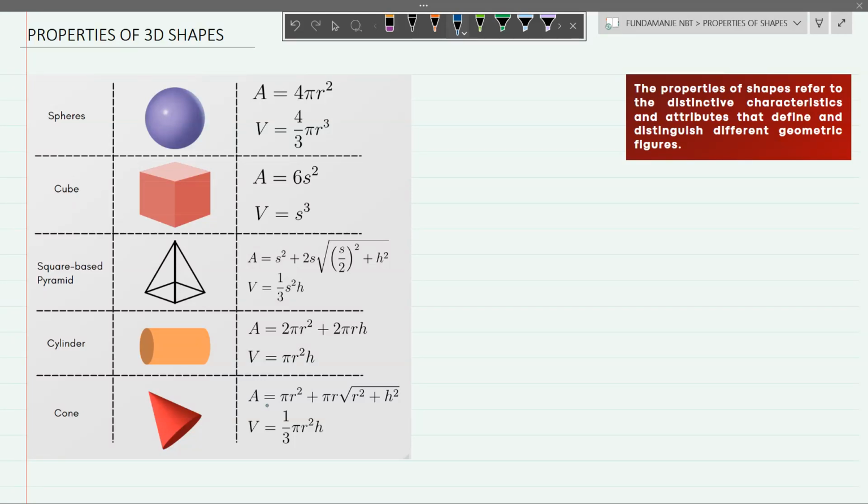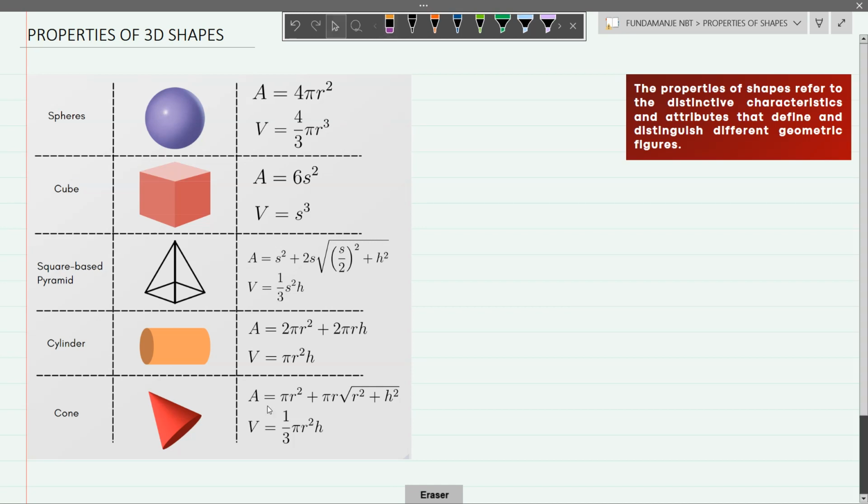Hi, in this video we want to take a look at the properties of 3D shapes. Starting off with the sphere, we're going to take a look at the surface area of the sphere and the volume of a sphere. Now the surface area is obtained by this formula, and there's not much understanding you need to have about it, and the volume is described by this formula over here.